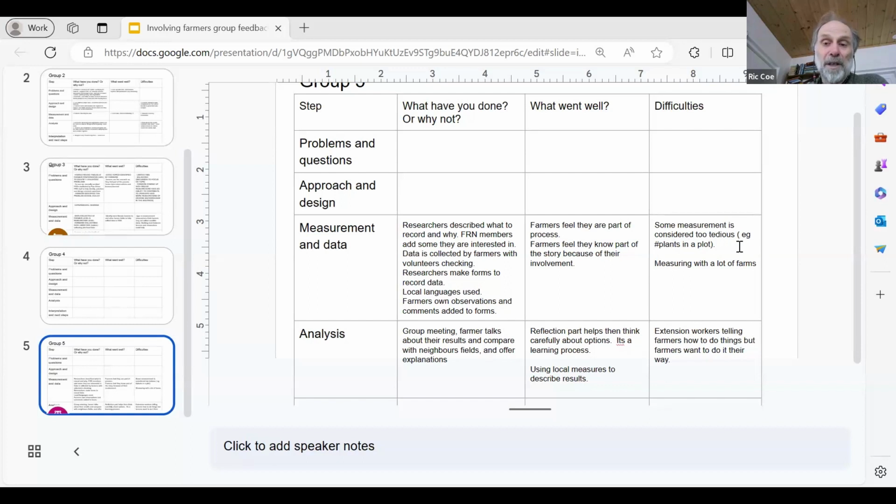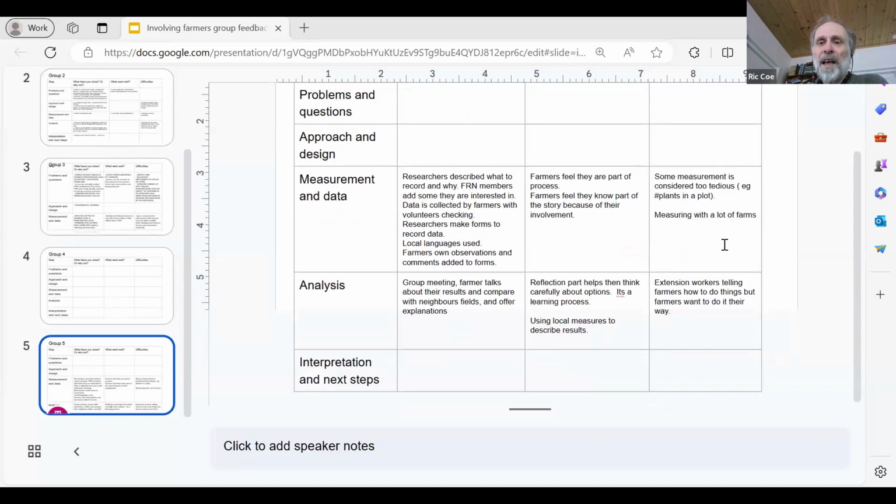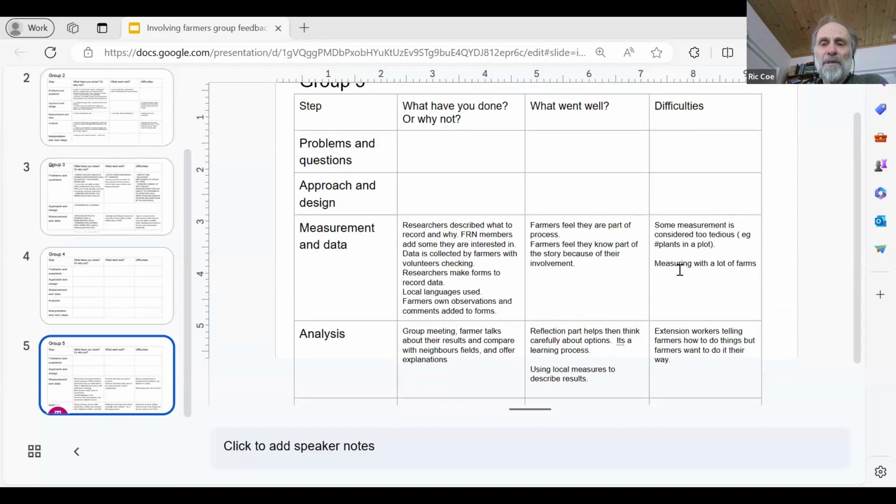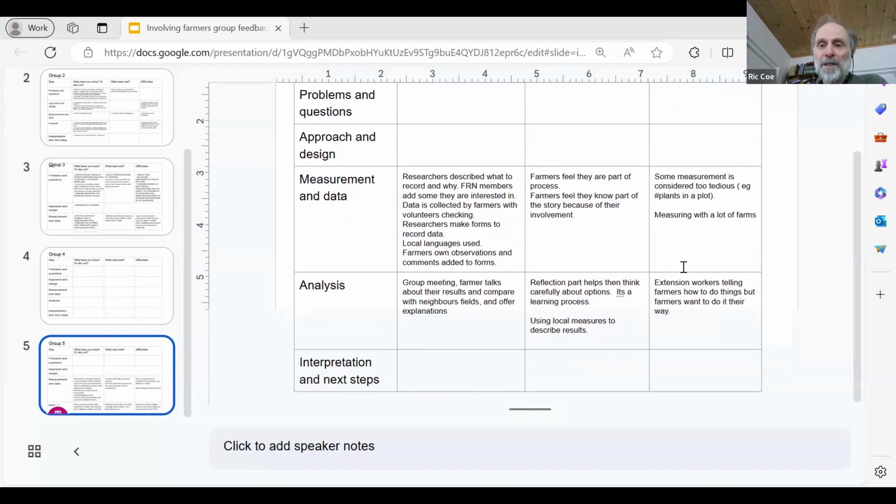It's too long, and presumably they thought it was unimportant. For example, counting the number of plants in a plot: researchers thought that was important to know what the stand was in plots, and farmers think it's unimportant and too tedious to do. They did identify a problem of measuring when there are lots of farmers. What are the mechanisms for taking measurements, whether farmers are collecting the data or somebody else is? When there are a lot of people involved, trying to keep on top of all that is a challenge.